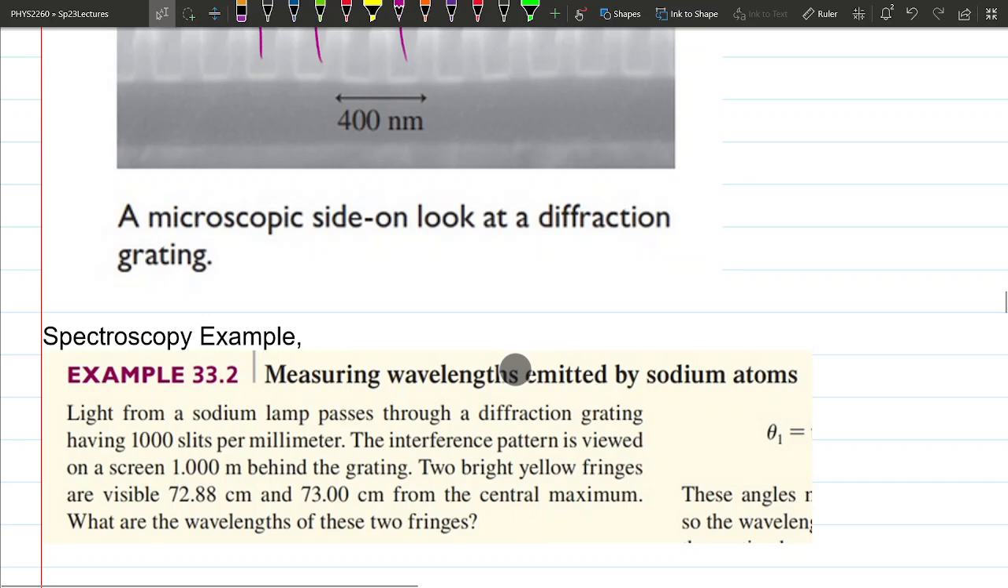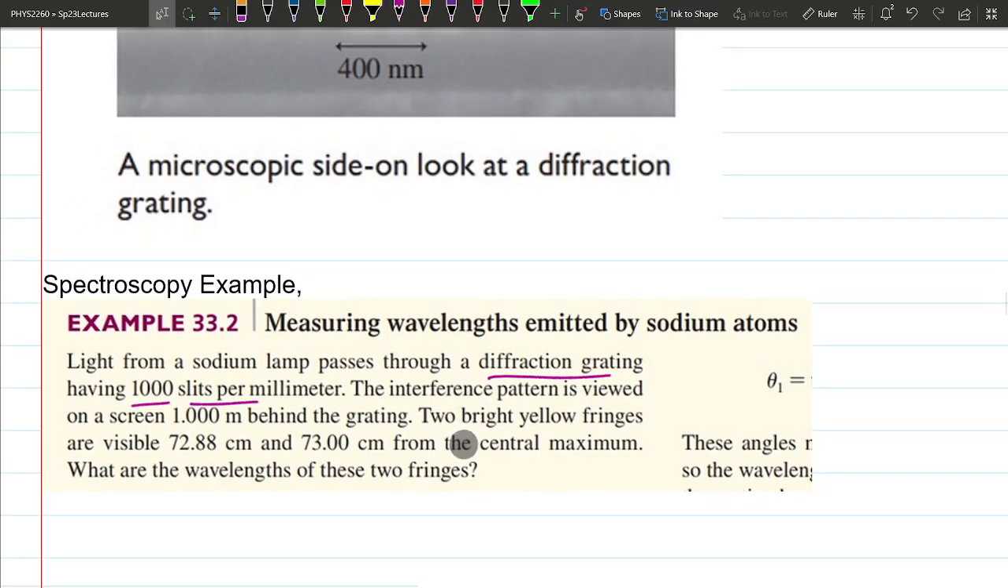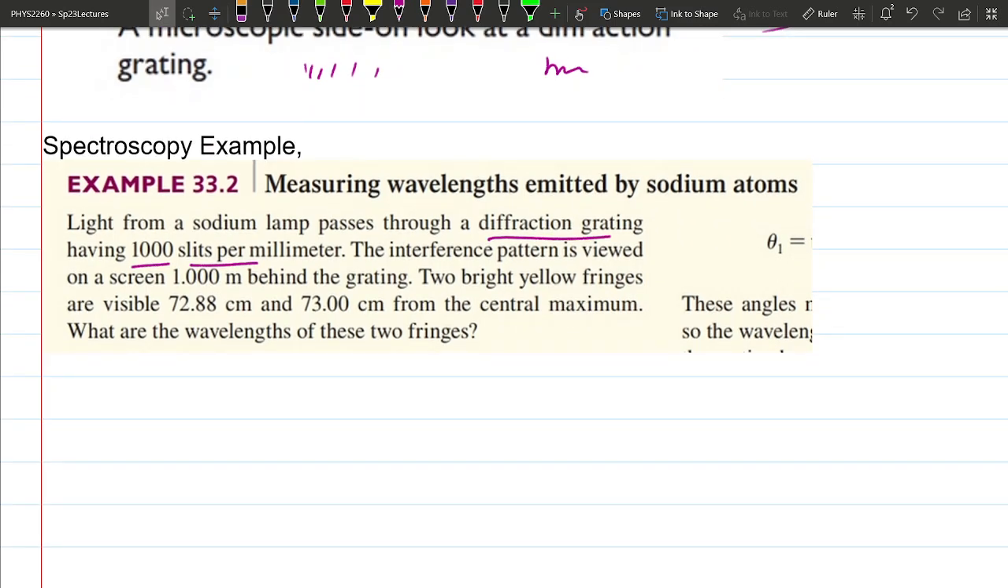So let's do a quick example where we have some sodium lamp. We actually have one in the back there, I could have brought it out. And it passes through a diffraction grating that has 100 slits per millimeter. That means if you go up a millimeter here, there'll be 100 slits. That's going to be important because we're going to try and figure out what that translates to in the equation that we just derived.